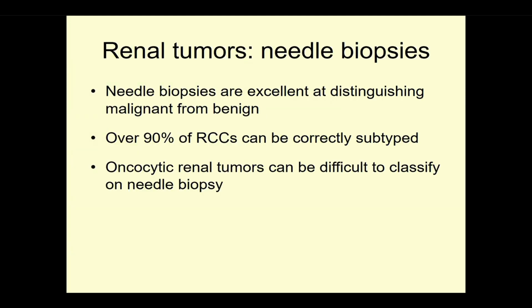So in closing for my section, needle biopsies are excellent at distinguishing malignant from benign in most cases. When you incorporate immunohistochemistry, over 90% of RCCs can be correctly subtyped. But as mentioned, oncocytic renal tumors can be very difficult to classify on needle biopsies. Thank you.